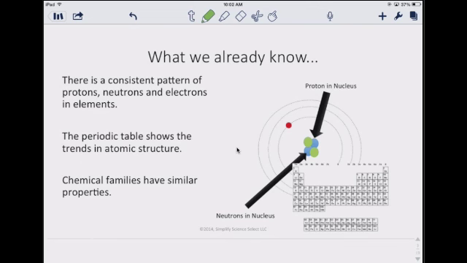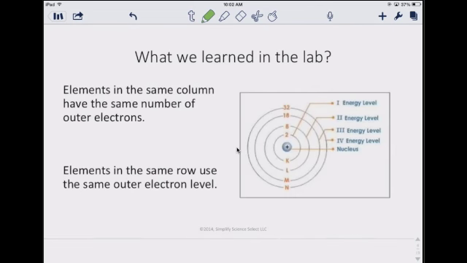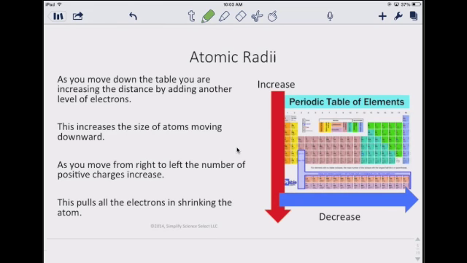And so what we should have learned in the lab is that elements in the same column have the same number of outer electrons. We call those valence electrons. And that elements in the same row use the same outer electron level. And so the elements in the same row will have the same energy level. So let's jump into our periodic trends.